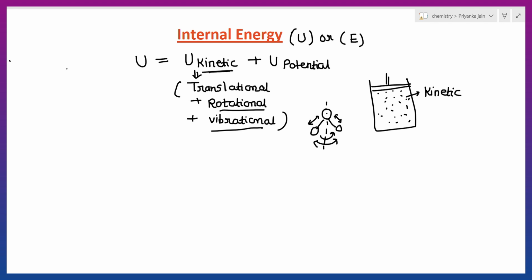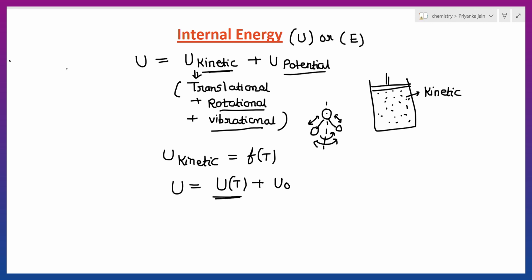Now see here, this kinetic energy is a function of temperature. This U kinetic is a function of the temperature. It means it changes with the temperature. As we increase the temperature, the kinetic energy will increase. If we decrease the temperature, the kinetic energy will decrease. But the potential energy does not depend upon the temperature. So we can write U, total internal energy, is equal to U_T plus U_0. This part depends on the temperature, it is a function of temperature, and this part is not a function of temperature.